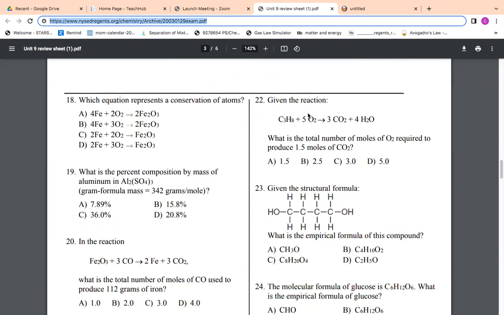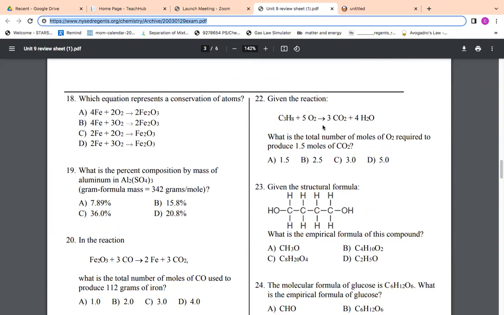Okay. 22. We're given this balanced equation. What is the total number of moles of O2 required to produce only 1.5 moles of CO2? So again, circle the ones that they're talking about and then do the same in the formula. From my recipe, you can think of it as 5 moles of O2 make 3 moles of CO2. But we don't want 3 moles of CO2. We only want 1.5 moles of CO2.